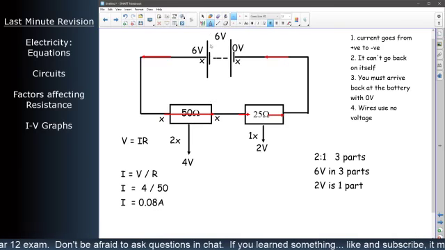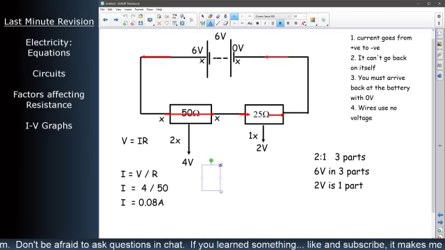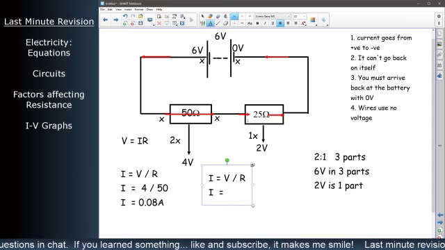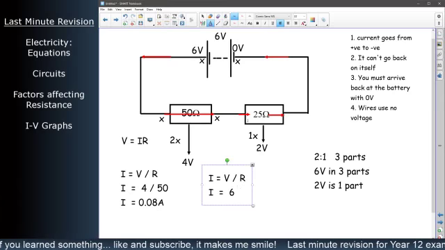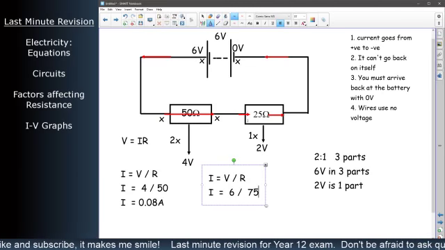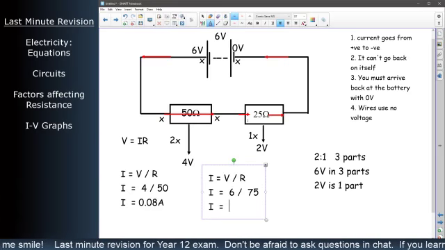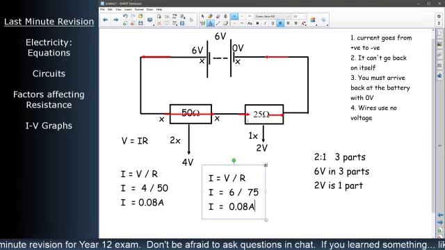So what we're going to do is do it for the whole circuit. Between this point here all the way around to this point, we again want to use I equals V over R. Now, between those 2 points, the voltage being used is all the voltage, so that's 6 volts. Divided by the total resistance that has to be experienced by this little coulomb traveling through, which is a full 75 ohms, because it'll hit the 50 and then the 25. So I equals 6 divided by 75, and lo and behold, we once again get 0.08 amps.